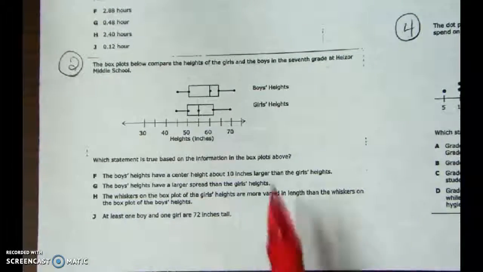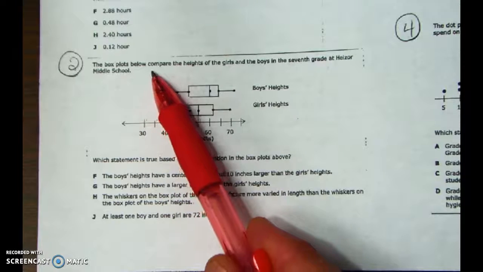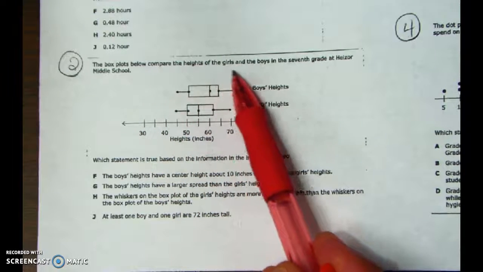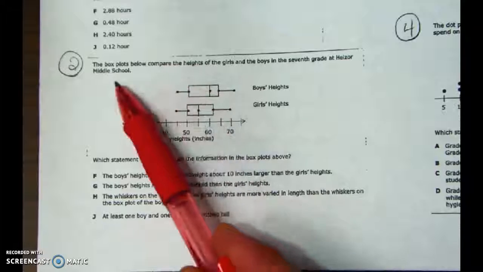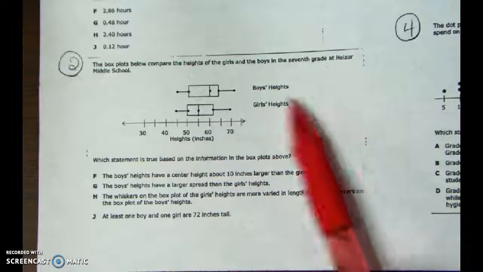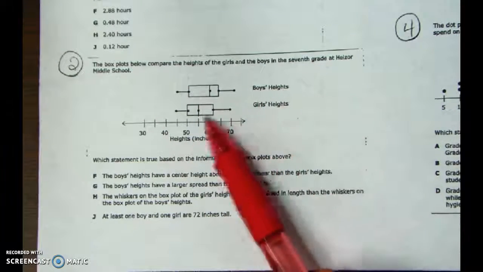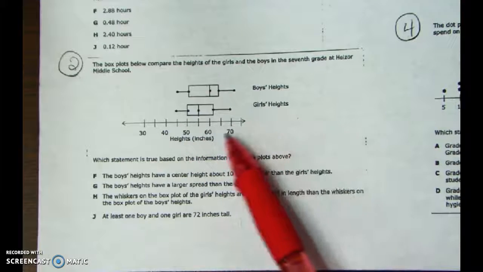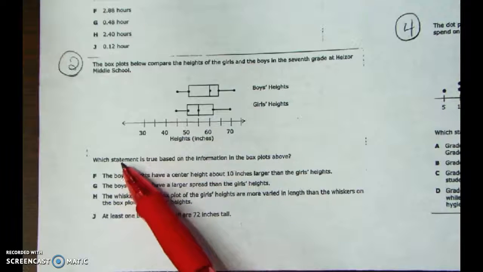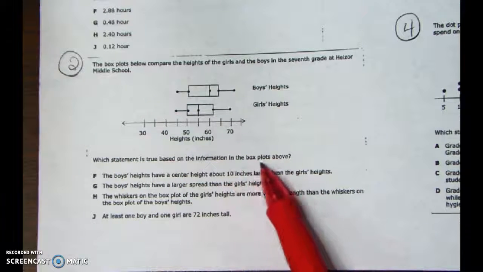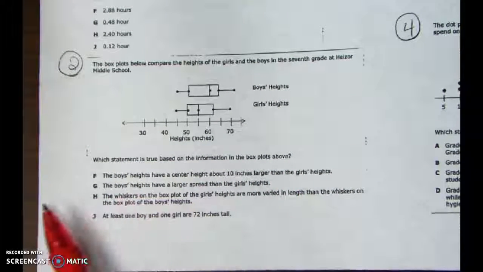Question number 2. The box plot below compares the heights of the girls and the boys in the 7th grade at Heiser Middle School. This is the box plot for the boys' heights. This is the box plot for the girls' heights. This is a scale in inches of heights. Question: which statement is true based on the information in the box plots above?